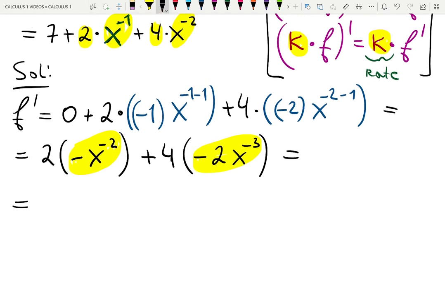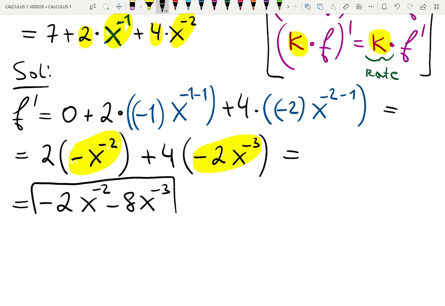Now let me collect the coefficients. Minus 2x to the minus 2 minus 8x to the minus 3. That is a beautiful answer. You can use it to type in your homework program. Maybe they are asking you to answer with positive exponents. That's not a requirement usually, but let's do it.